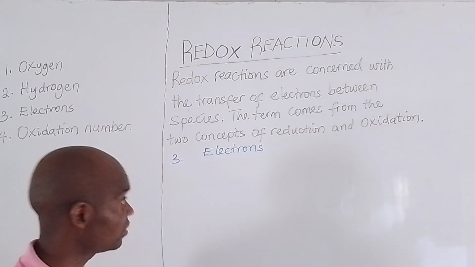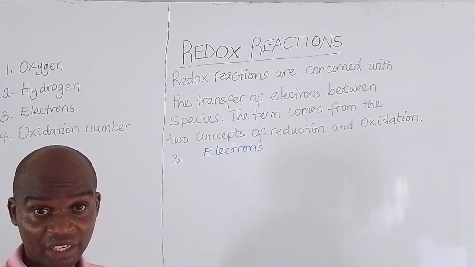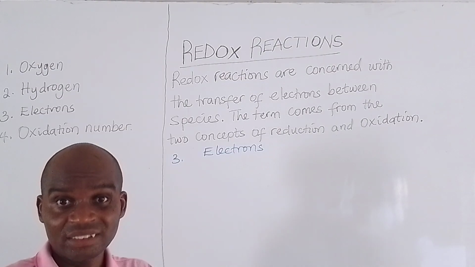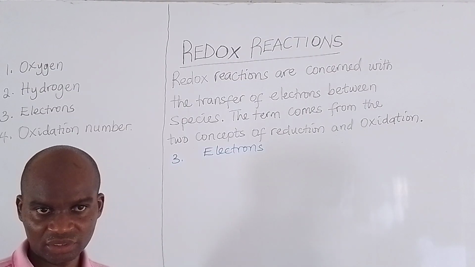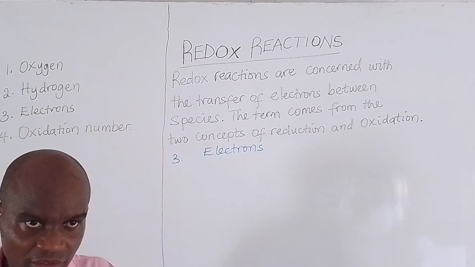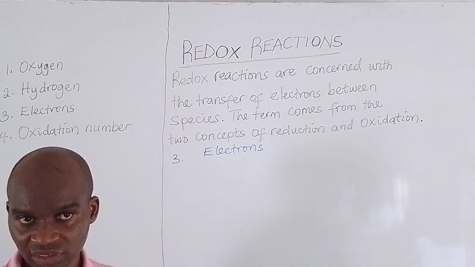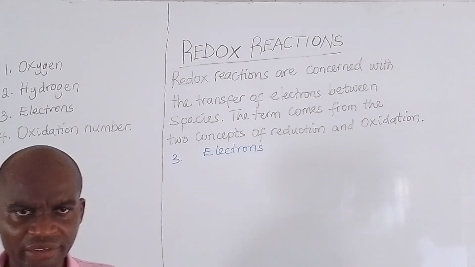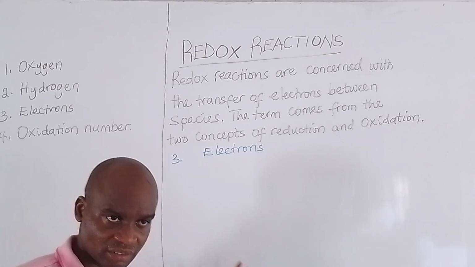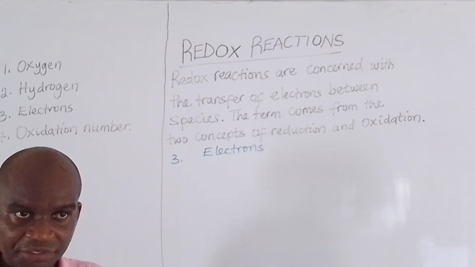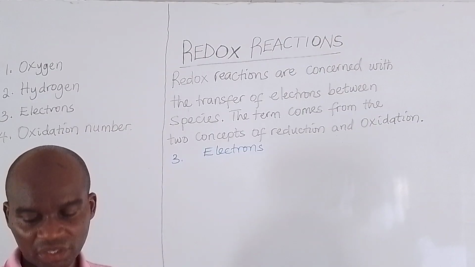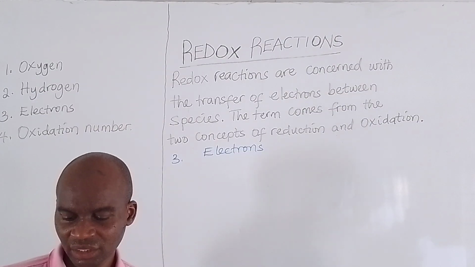So this simply means that whenever a substance has given out electrons, or whenever a substance lost electrons, then oxidation has taken place. And the other way around, whenever a substance receives or gains electrons, then reduction has taken place.